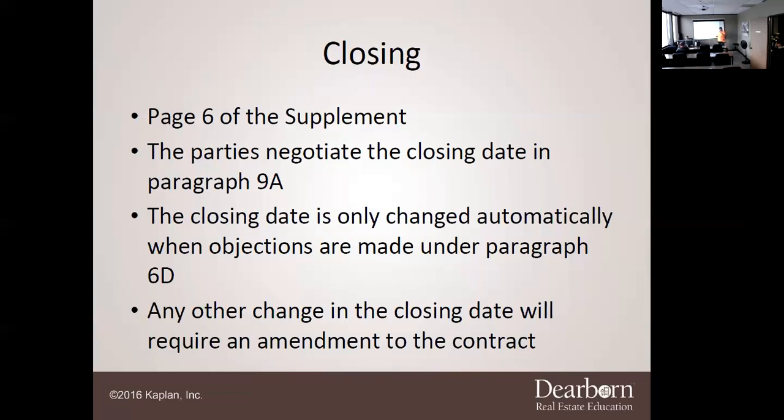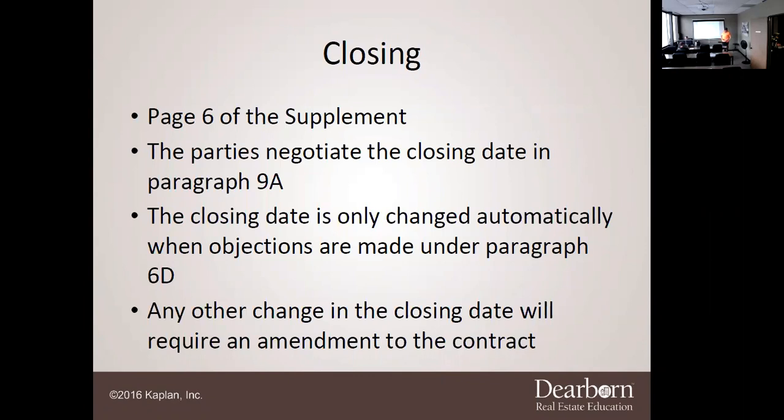And as we showed on a previous class, we have an amendment page, which is basically a promulgated form that just has a bunch of blanks for you to fill in. You check the box, and then it says the date in paragraph 9 will be changed to blank. And you will just put in the new closing date, and then both parties will sign that amendment.